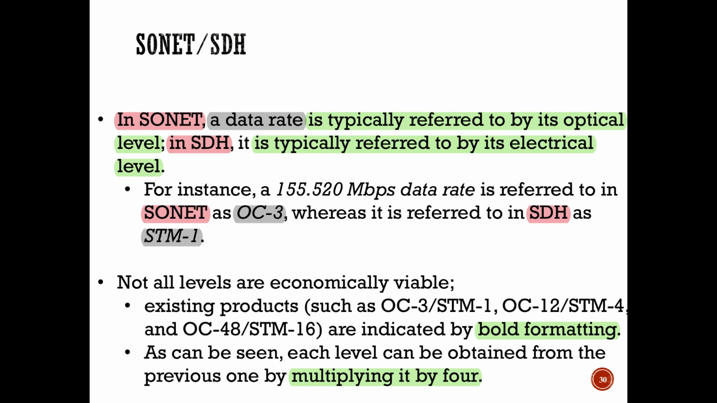Not all levels are economically viable. Existing products, such as OC-3/STM-1, OC-12/STM-4, and OC-48/STM-16, are indicated by bold formatting. As can be seen, each level can be obtained from the previous one by multiplying it by 4.